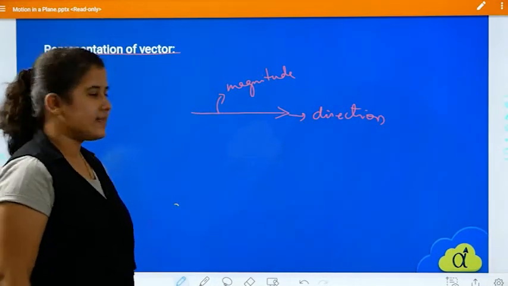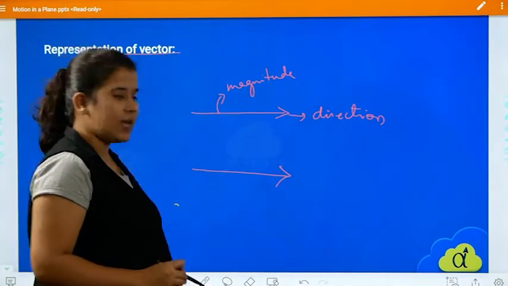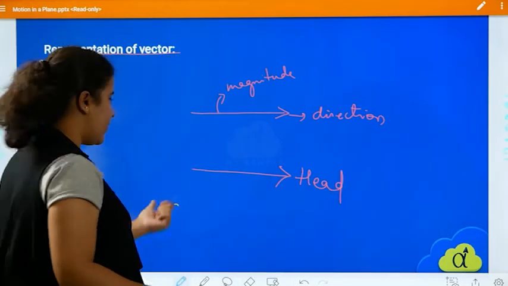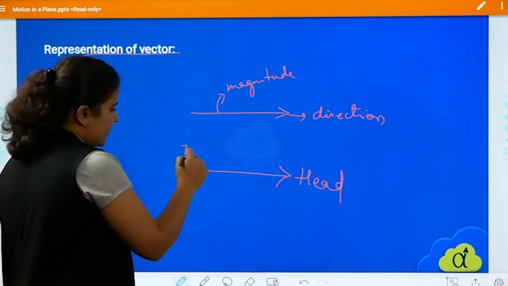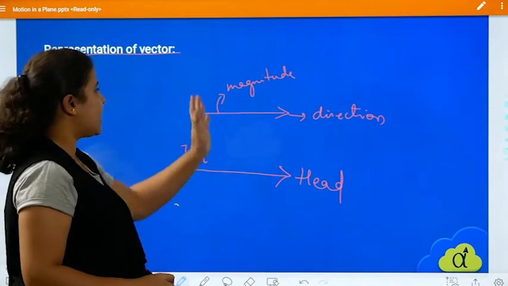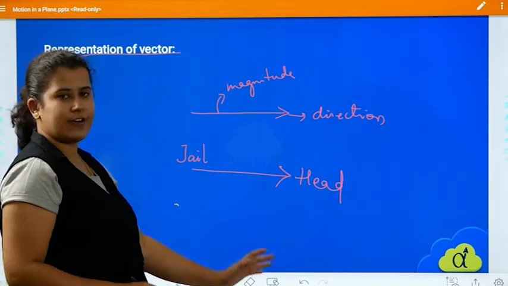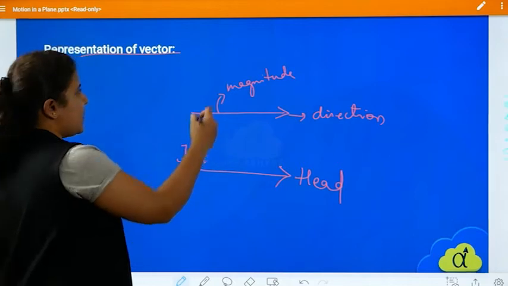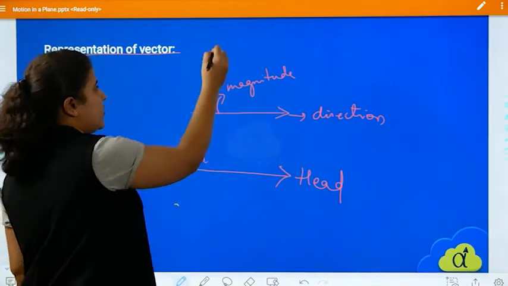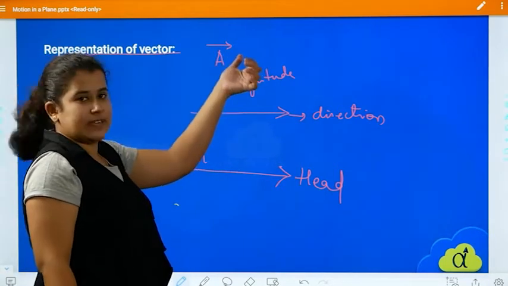Clear? And there is another point. Wherever the arrowhead is, we call it the head of the vector, or head. And wherever we have the other end, we call it the tail, the tail of the vector. Clear? So here we have the magnitude and direction, and also the tail and head of a vector. For example, if A is a certain quantity, a certain magnitude, then it is represented like this. So this becomes a vector, that is, A vector.